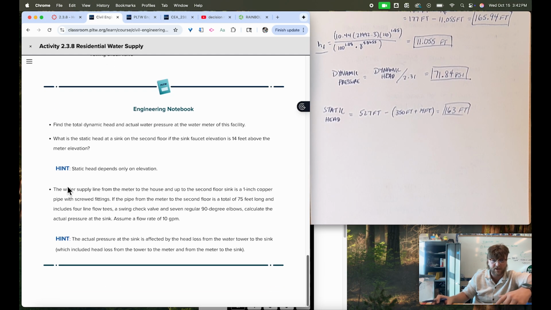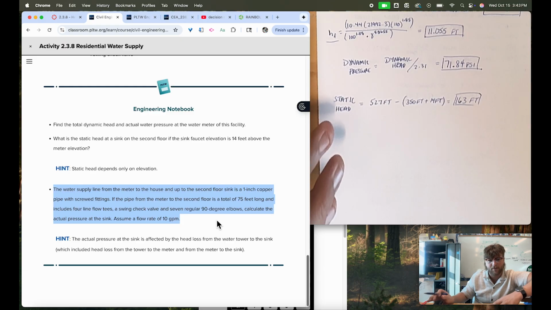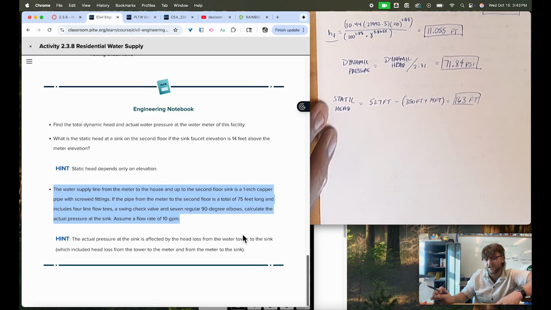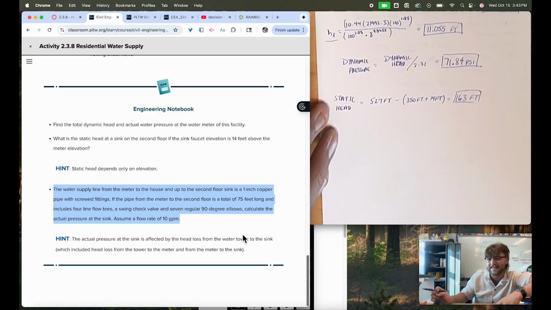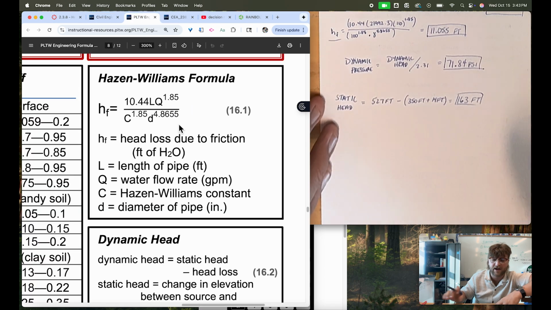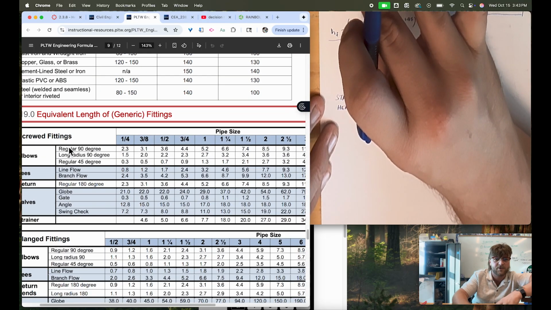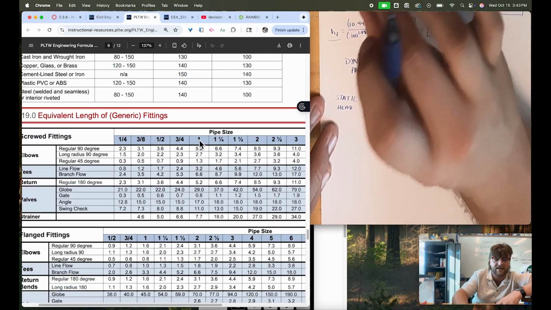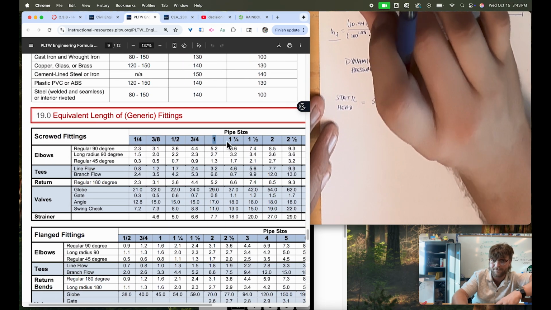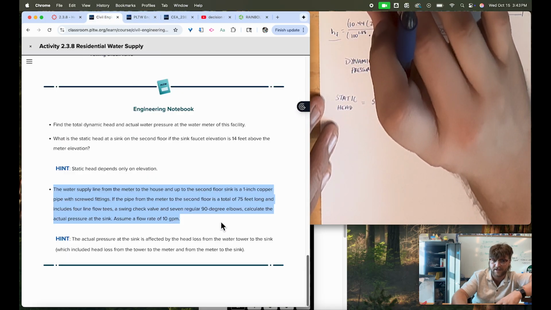So let's go ahead and move on to this. What they read on this next part of the problem is the water supply line from the meter to the house and up to the second floor sink is a 1-inch copper pipe with screwed fittings. This is where we've got to be very, very careful. We've been talking about how we've been using the flange fittings, right? If you go right here, you'll see screwed fittings are right here, and this is where we've got the 1-inch pipe. And be careful, this is copper, as well as the designation of the material type here.